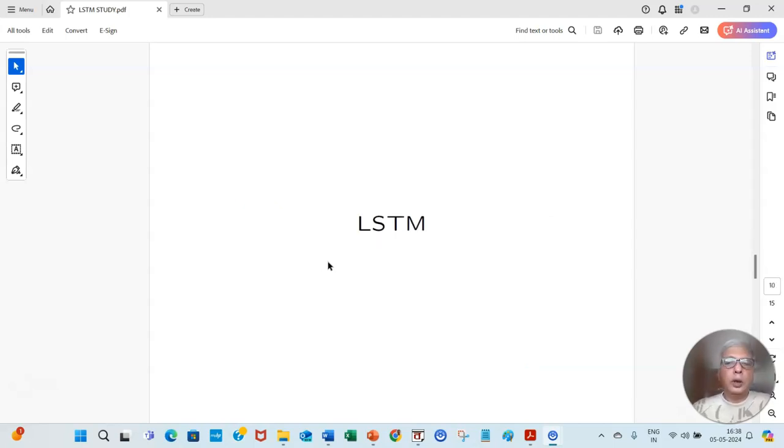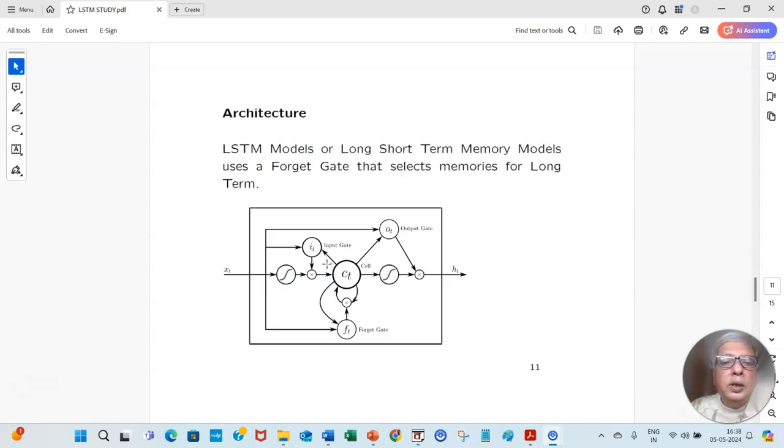Then come the long short-term memory models. Here it's basically a recurrent neural model. The nodes are taking inputs from the later nodes of the past information, but on top of it, it has a forget gate which selects the memories that are being incorporated. It allows some memories to be forgotten, thus creating two types of memories, long term and short term. So this forget gate is the introduction for long short-term models.